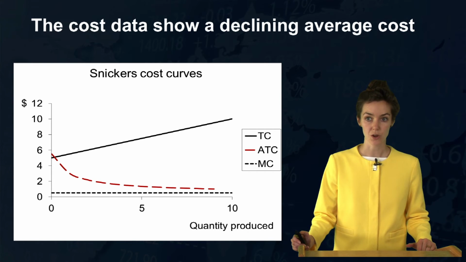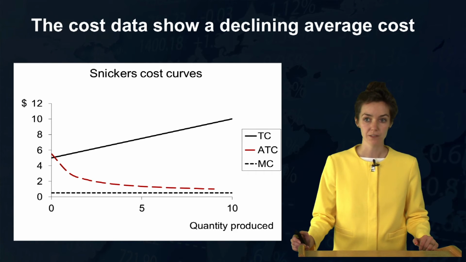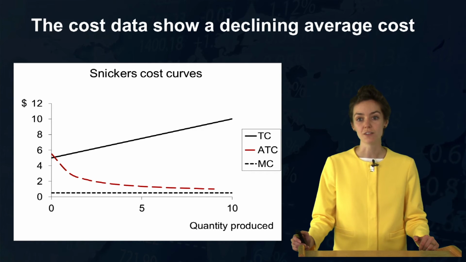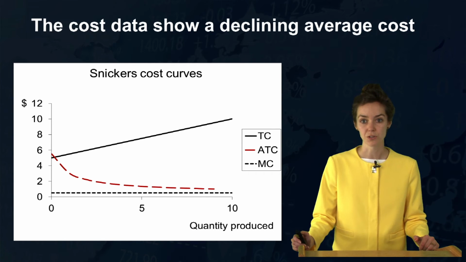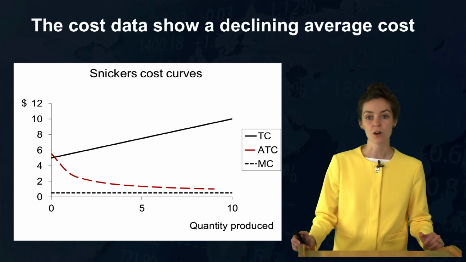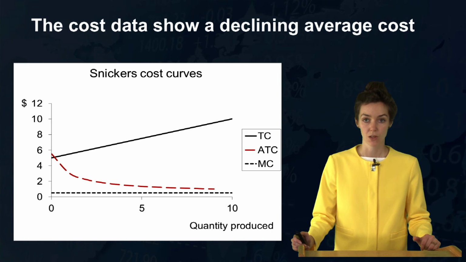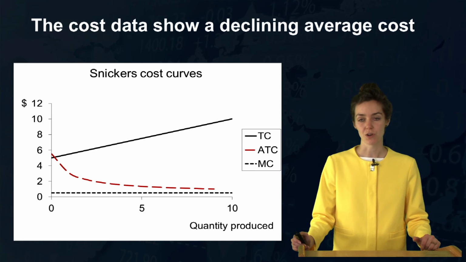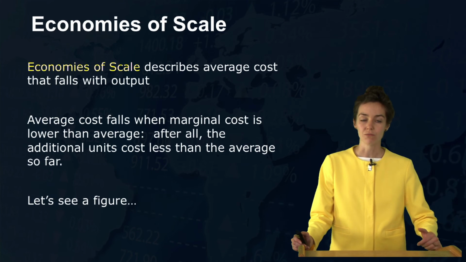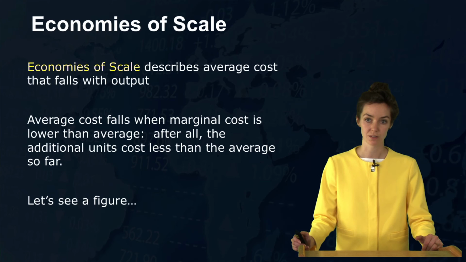So we see our total cost function, or line, which is the solid line that's going up from 5. And then we have our marginal cost. Recall that the marginal cost was constant for all quantities produced. And then our average total cost. Notice that the average total cost is declining as quantity is increasing. This decline in average total cost is something we call economies of scale. Once again, average total cost will decrease as output increases.